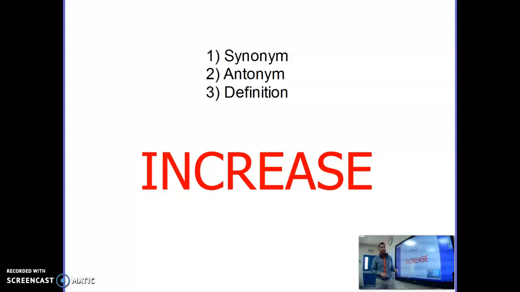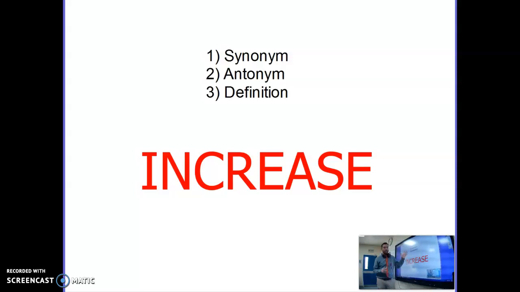If you're not sure what that means, a synonym is a word that has the same meaning, and an antonym is a word that has the opposite meaning. So for the word increase there, can you think of a synonym, antonym and definition? Pause this and then I'll give you what I've got as a synonym, antonym and definition. So pause it now, have a go at that task. Alright, and we'll move on.